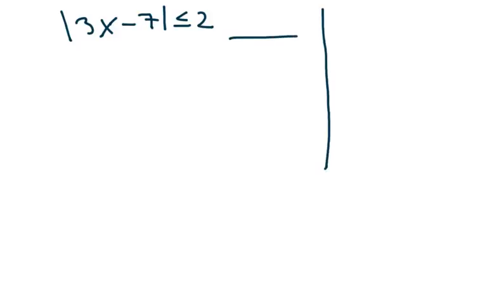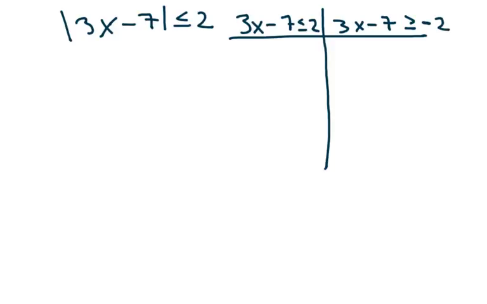Okay? The next one is the absolute value of 3x minus 7 is less than or equal to 2. I'm going to draw my table and solve for x. I just copy the left side down, and on the right side I flip the sign and switch, making the 2 a negative 2.